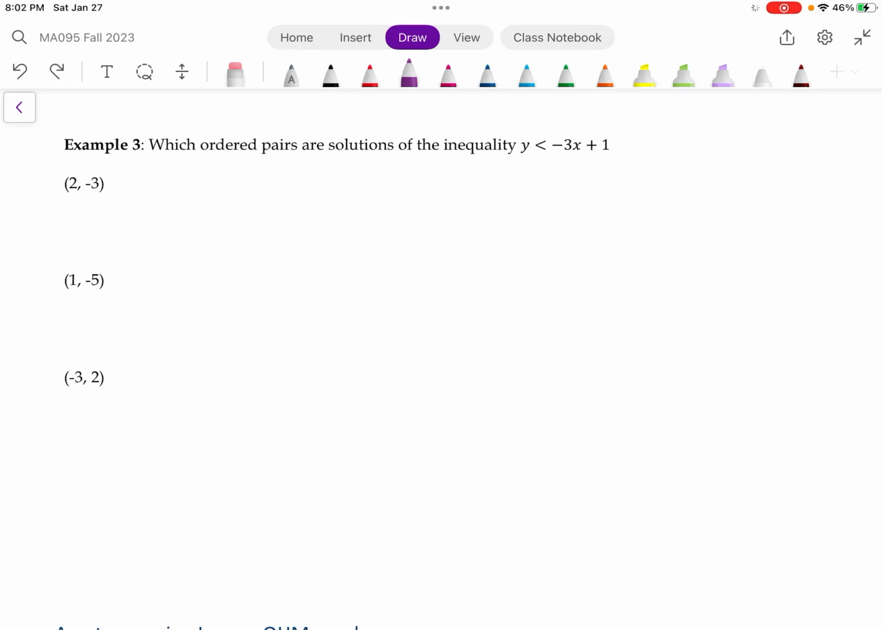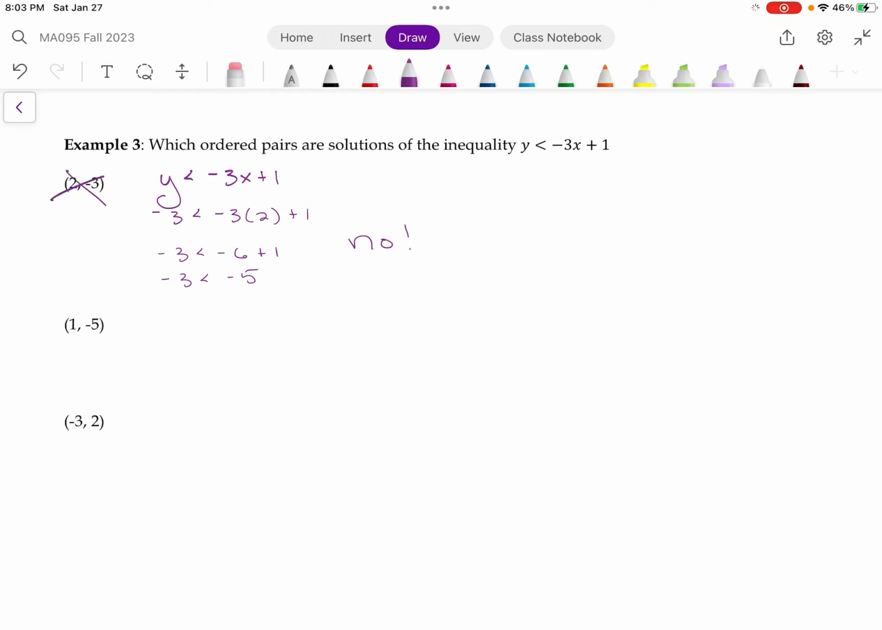So I'll do the first one for you, and then I'll let you try the next two. All right, so we want to say y is less than negative 3x plus 1. So we want to take these points and put them in. So negative 3 is less than negative 3 times 2 plus 1. All right, so we've got negative 3 is less than negative 6 plus 1. Negative 3 is less than negative 5. Is that true? No, it is not true. So this is not a solution. All right, why don't you pause the video and try the next two.